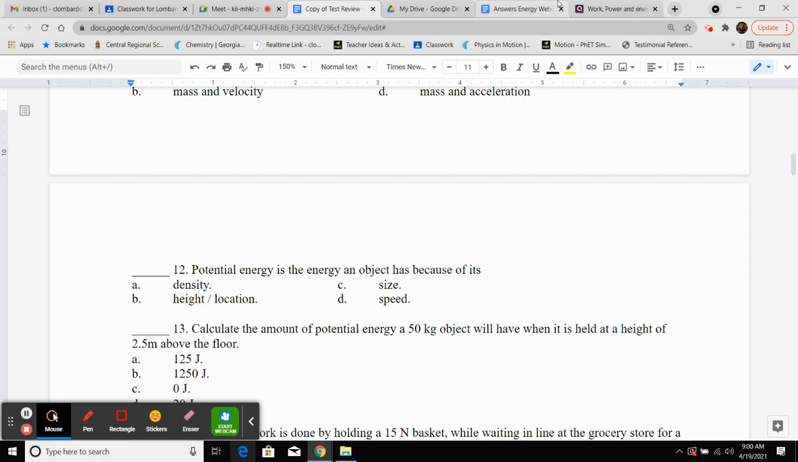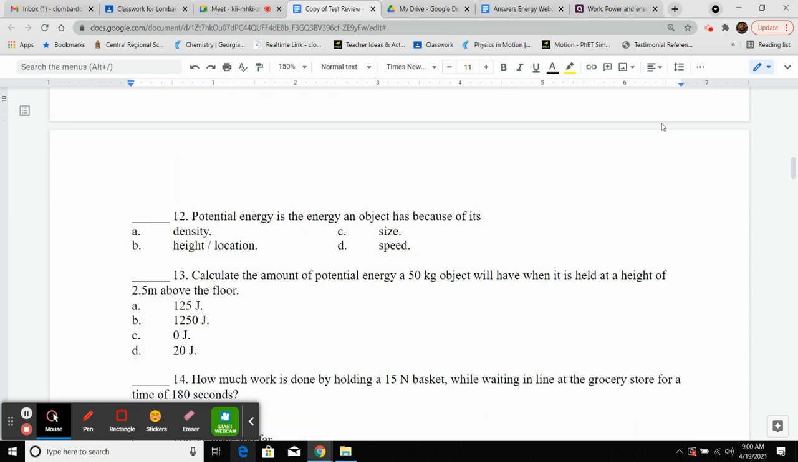Number 12. What about number 12? Potential energy is the energy of an object because of what? The energy an object has because of what? Either speed or density. Or size. Wow, that's actually incredible. You picked all of the not right answers.